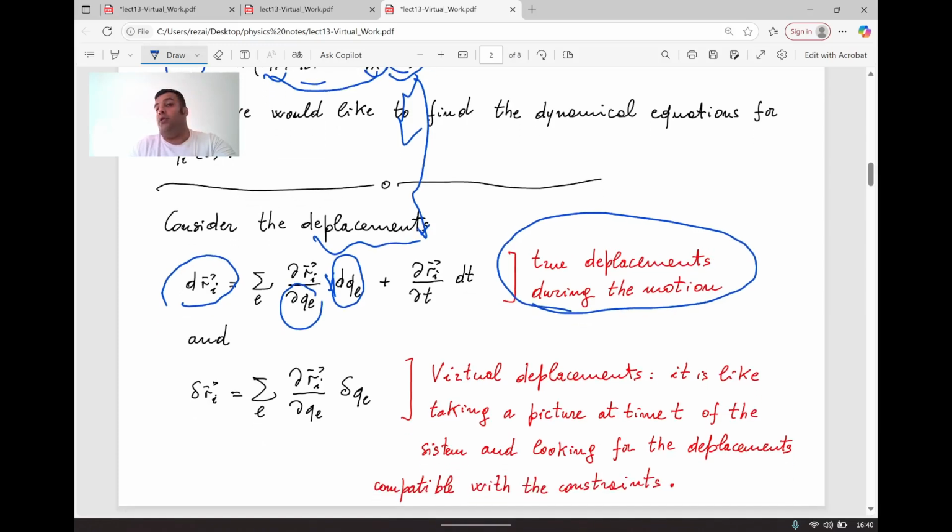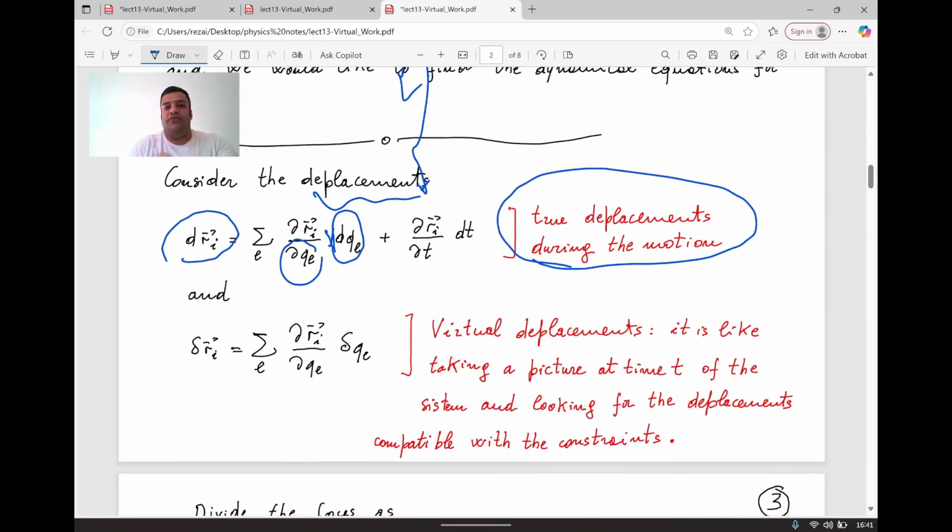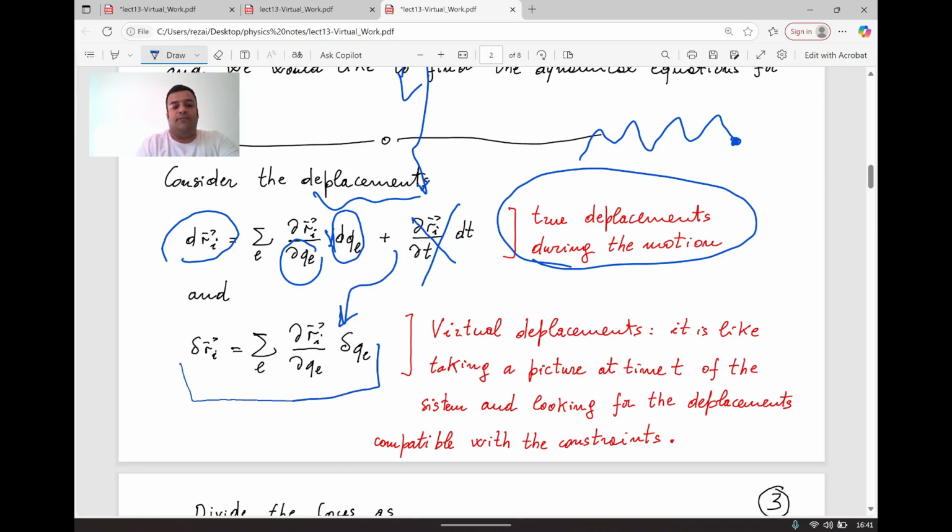But what is the virtual displacement, guys? You take a snapshot of the whole motion. For example, your motion is something like this, and you just take a snapshot here, and you just see the displacement at this time without changing the time, only with respect to the change of r, or with respect to q_i, it's better to say. Therefore this part is cancelled, and that is our virtual displacement.